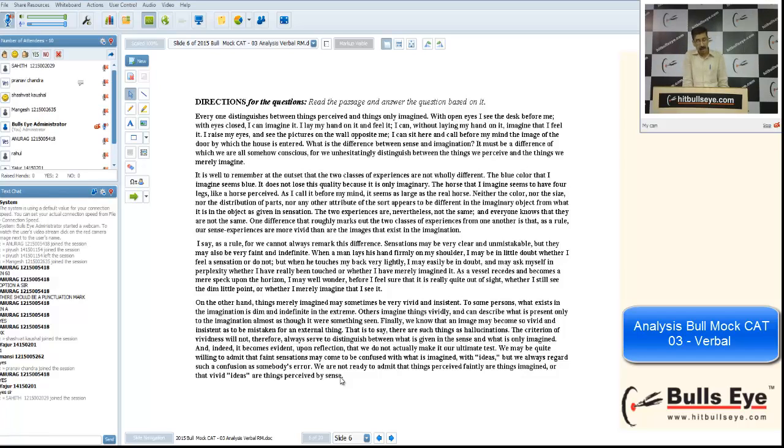So he started with whether these two are different or not different. What should be the criterion? He picked up vividness as one of the criteria to mark one of the differences. But in the end he said that whatever you say, it is not easy for us to distinguish between these two. Am I clear about the structure of the paragraph? The way we try to confuse you with our logic? Am I clear about this?